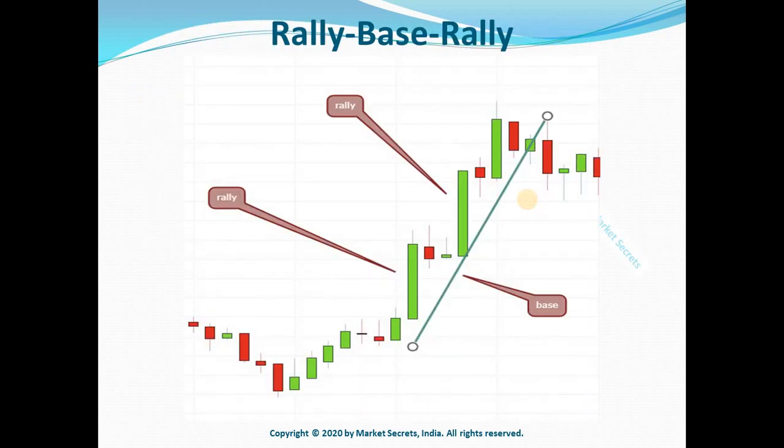A continuation pattern is composed of these two formations. First, rally, base, rally. If you look at here, there's a good rally, which is your first leg, followed by a base here, and followed by another rally. These kinds of formations where you see a rally, base, and a rally are called a continuation pattern.